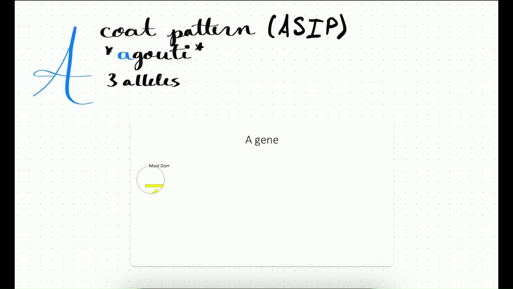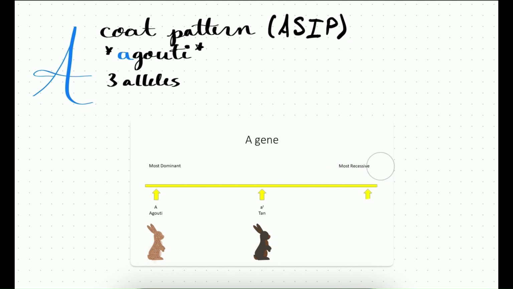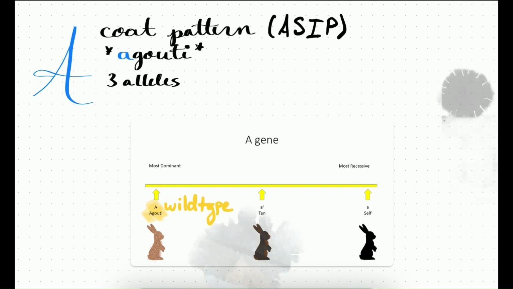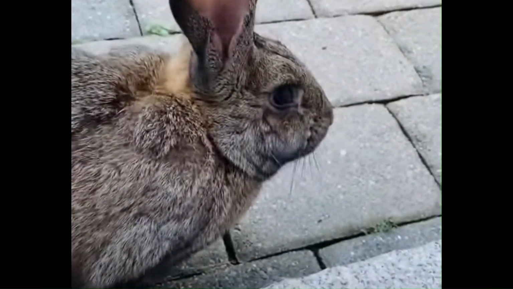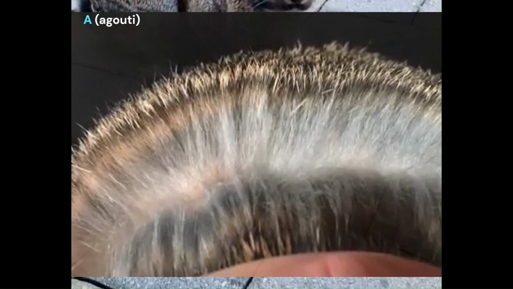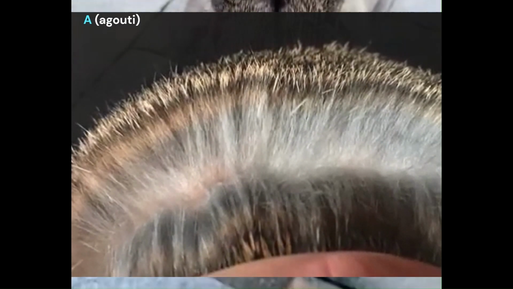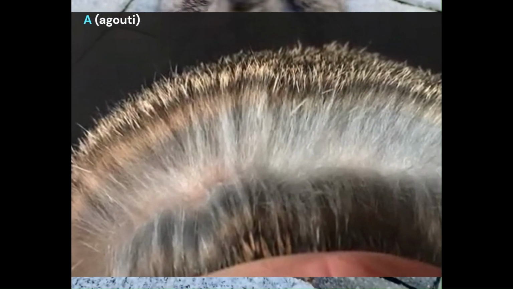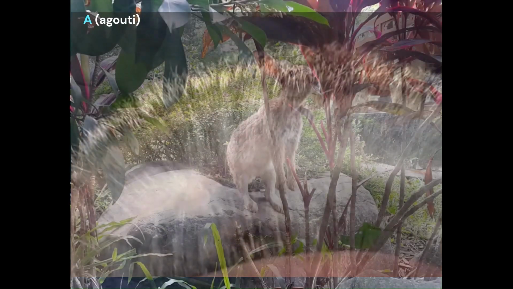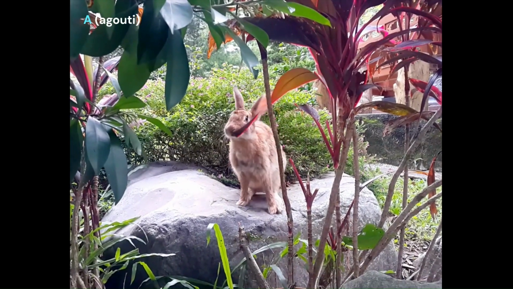The big A allele causes the agouti pattern. The AT allele causes a tan pattern. And the little a allele causes the self pattern. The agouti pattern is considered the wild type allele, which appears as a multicolored, dark and light speckled coat, which comes from each individual hair having bands of color, dark alternating with light. The belly of an agouti rabbit is light, often a cream color.